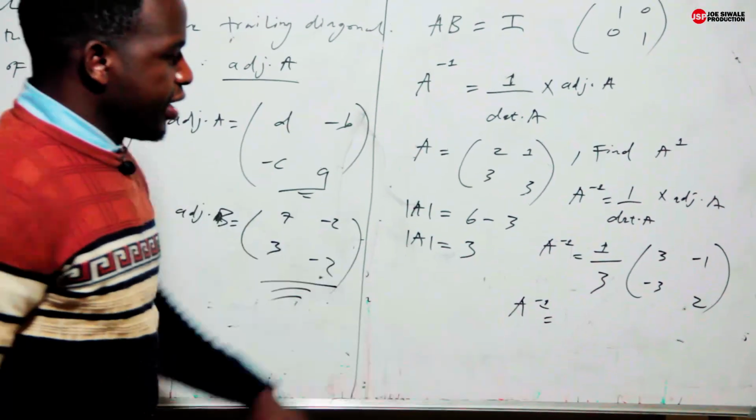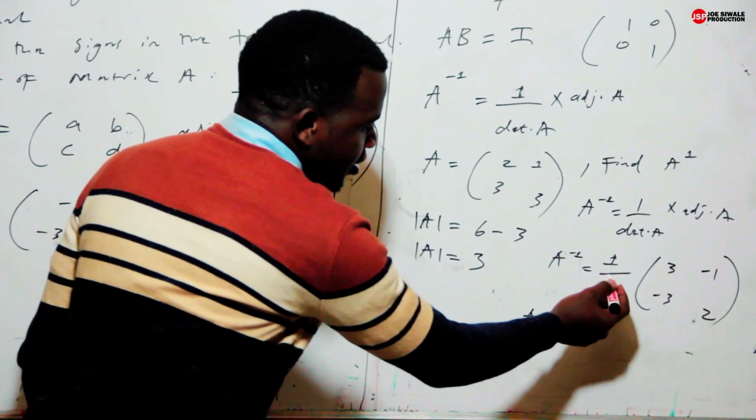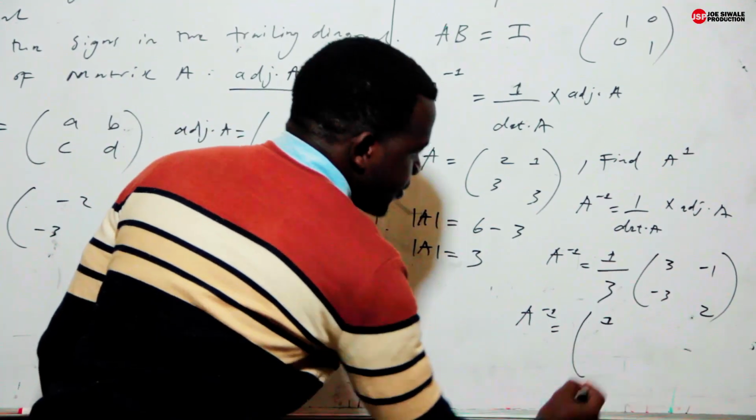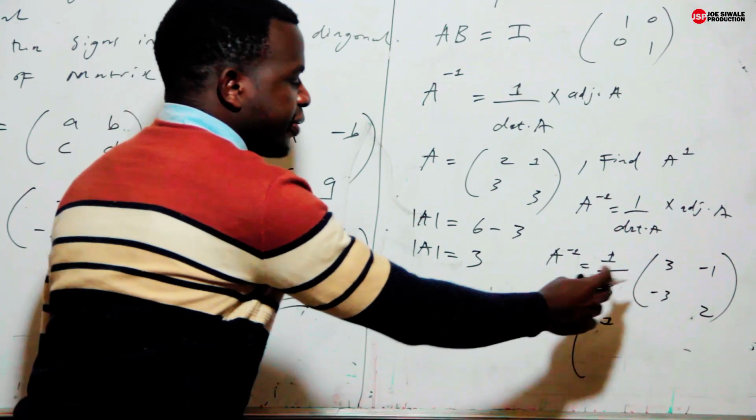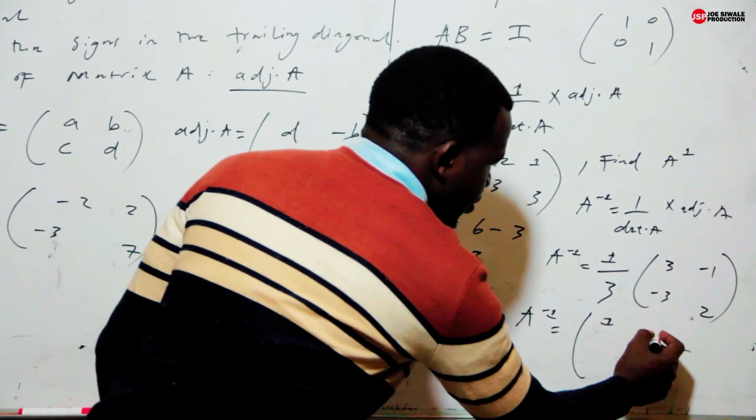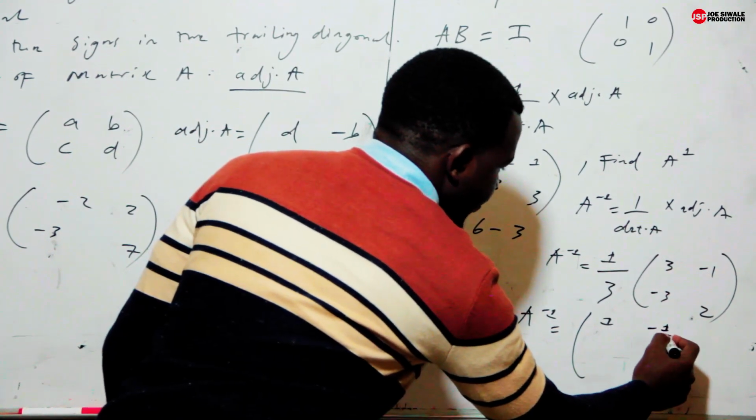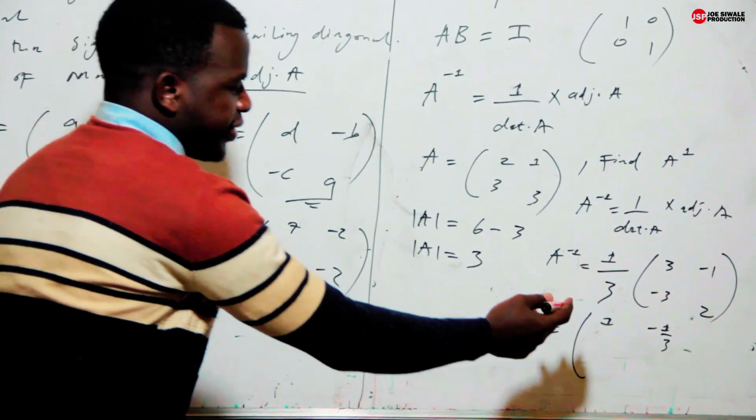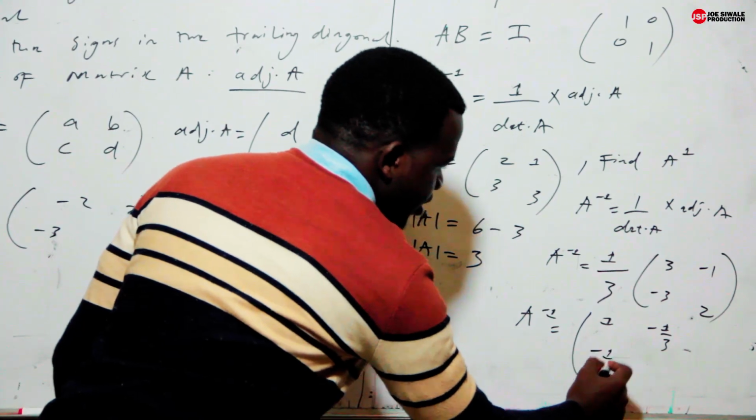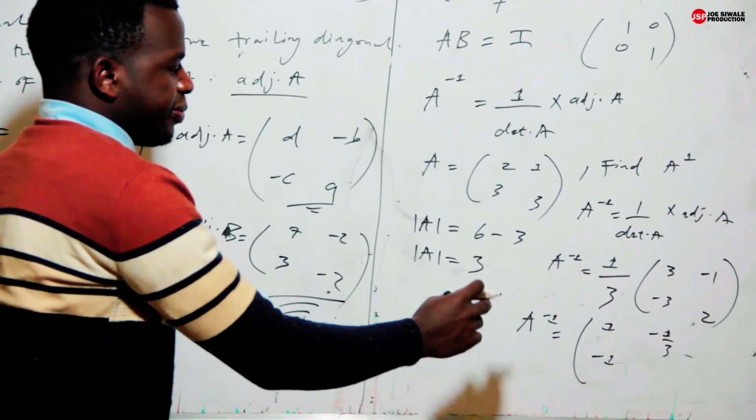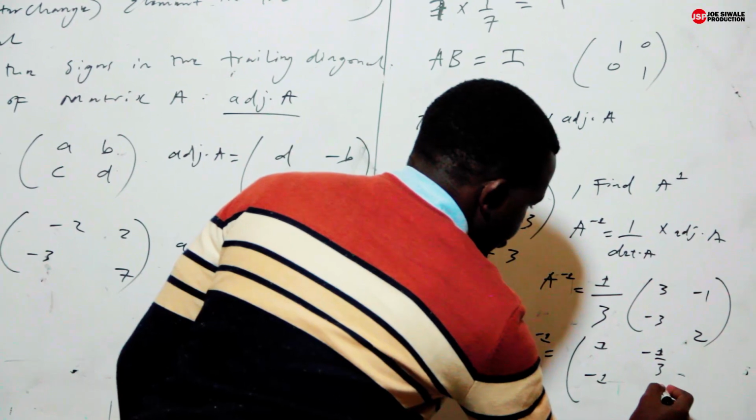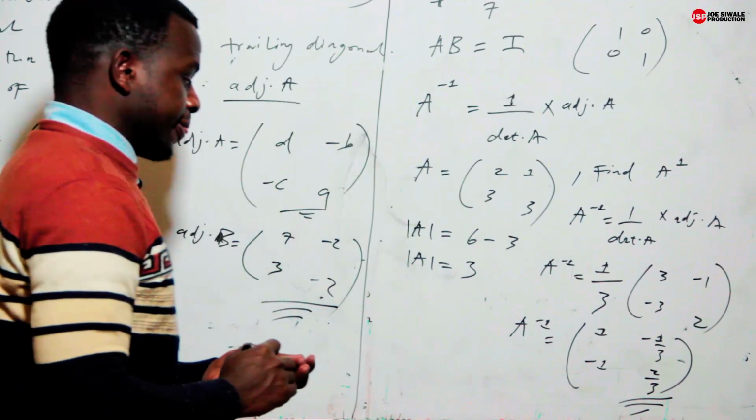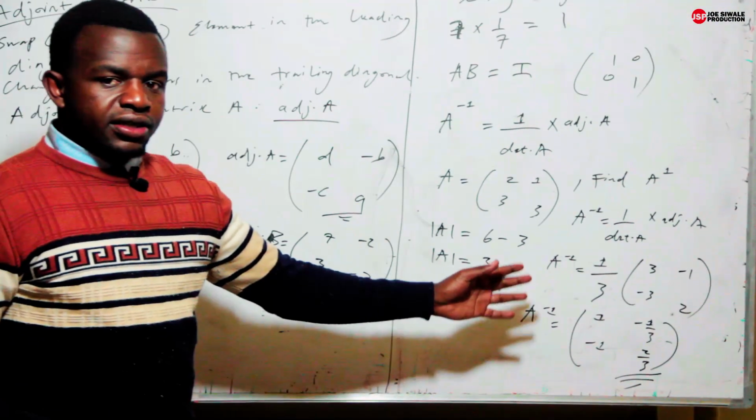we can say 1 divided by 3 multiplied by 3, we're going to have 1. Then 1 divided by 3 multiplied by -1, we're going to have -1 over 3. Then 1 over 3 multiplied by -3, we're going to have -1. Then 1 over 3 multiplied by 2, we're going to have 2 over 3. So that's going to be the inverse of matrix A.